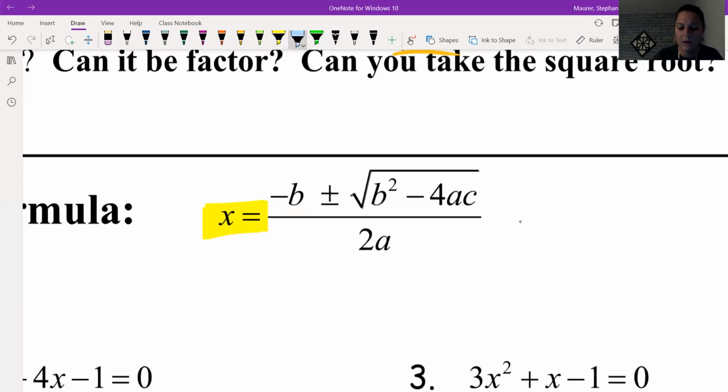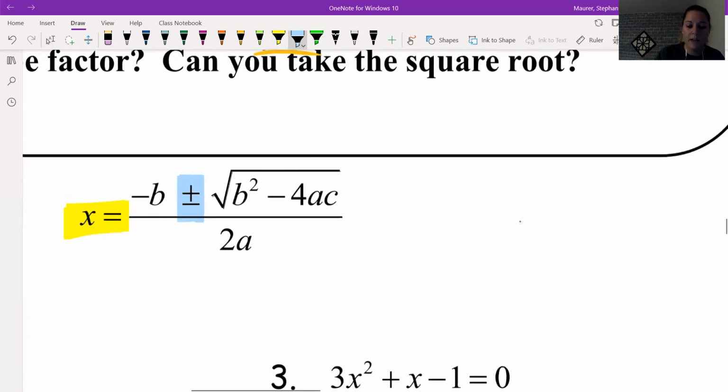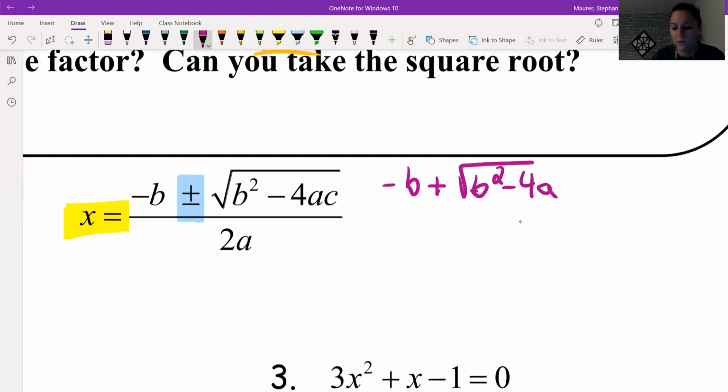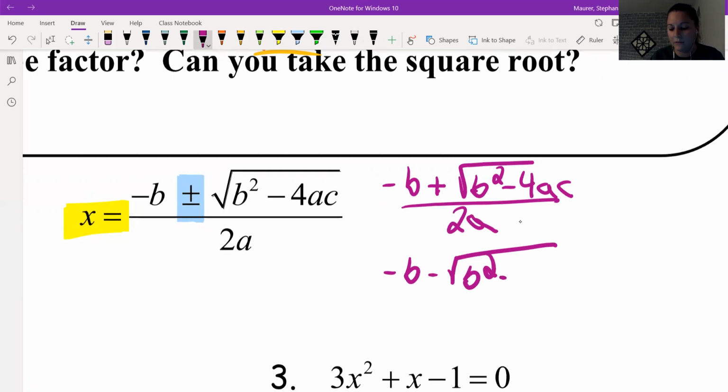Now, where do those 2 answers come from? This symbol right here, this plus or minus, basically says that given this formula, there are 2 outcomes. You don't have to write this down, but there is the first outcome where we go through the entire formula, the whole formula, negative b plus the square root of b squared minus 4ac all over 2a. We do that once with a plus, and then again, but this time with a minus.